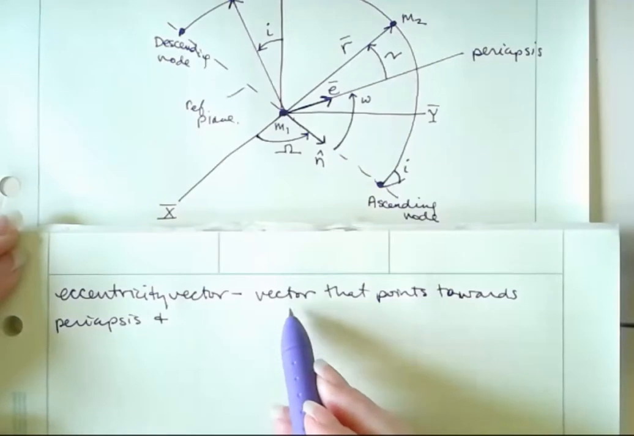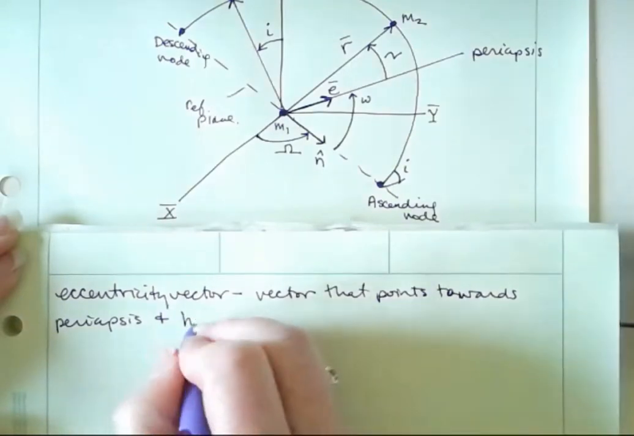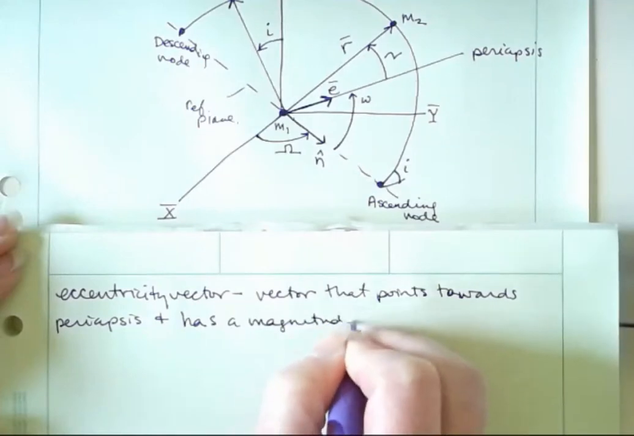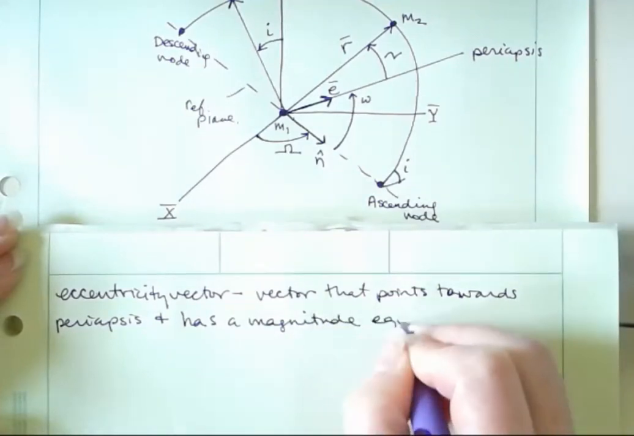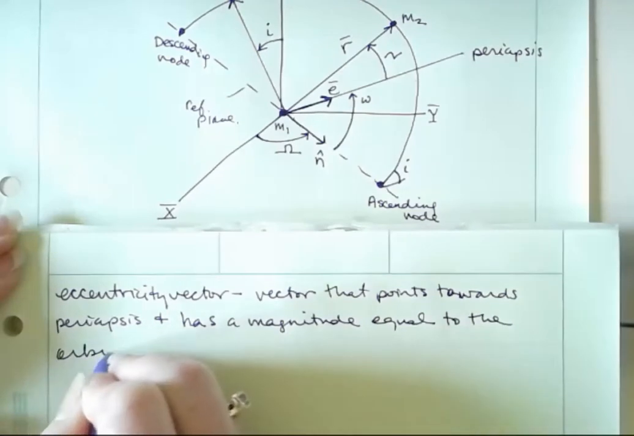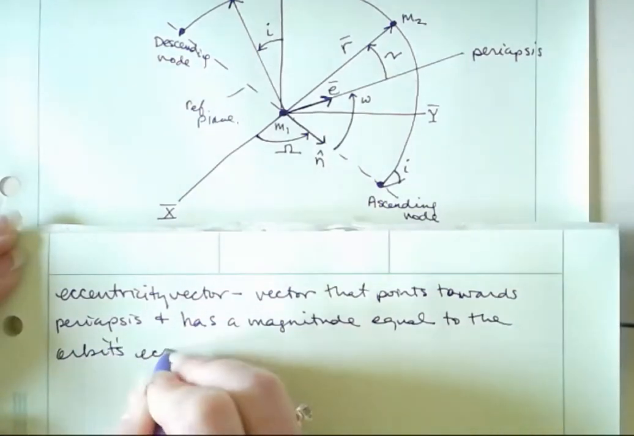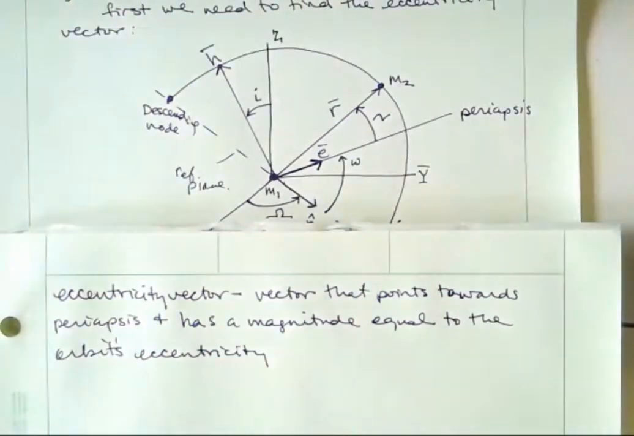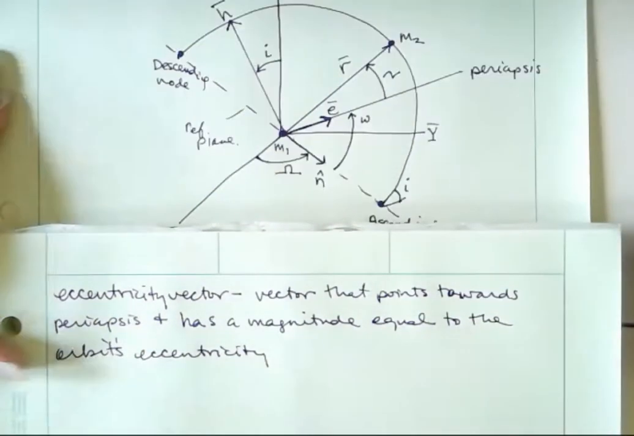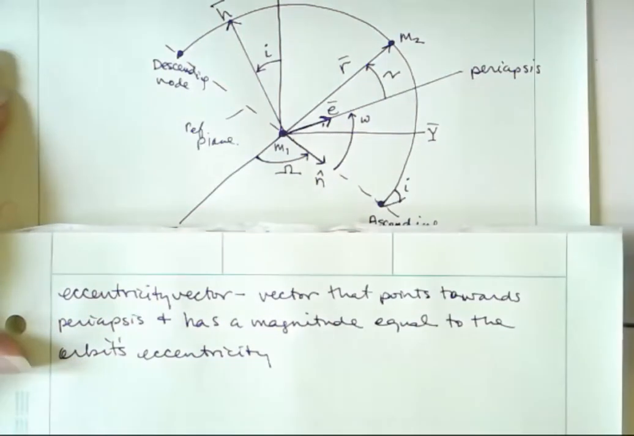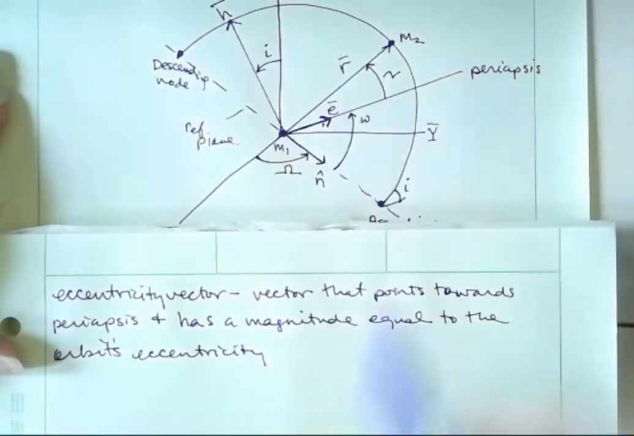All right, so we've got a vector that points towards periapsis, and like I said before, it has a magnitude equal to the orbit's eccentricity. That's what the eccentricity vector is, which was right here. It's basically a vector defining that line on periapsis.